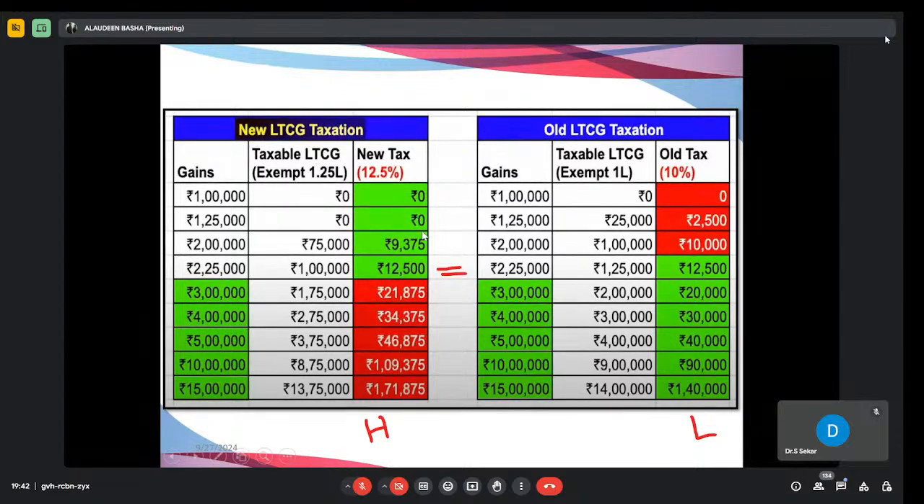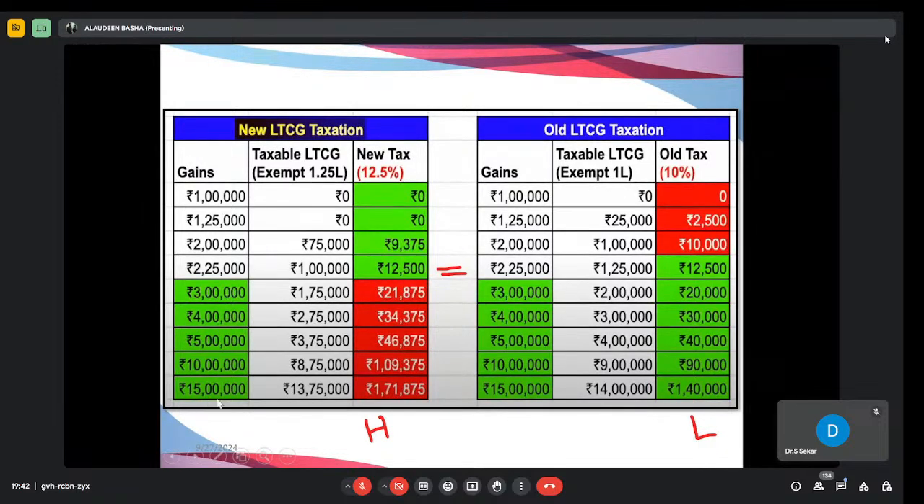There is no tax for 1.25 lakhs. There is some profit in 2 lakhs profit. Up to 2 lakhs, it should be useful for the middle class. But if you are moving to a higher profit, for example, 3 lakhs, here you pay tax, here 20,000, here 21,000, you need to pay the tax.